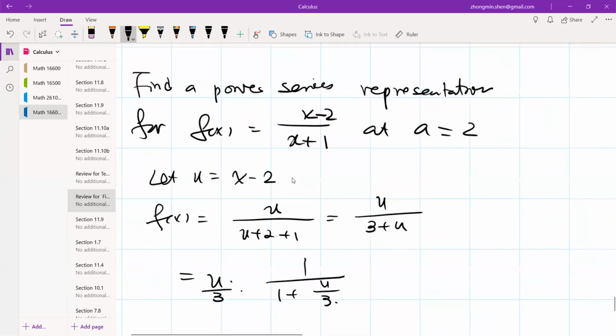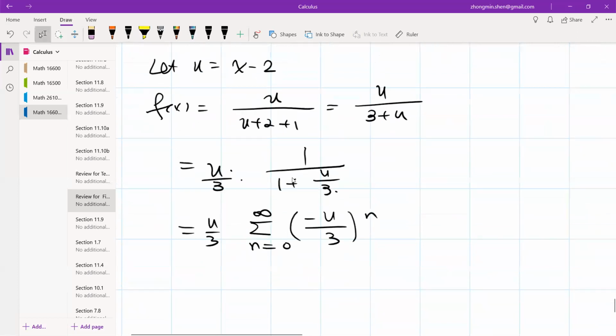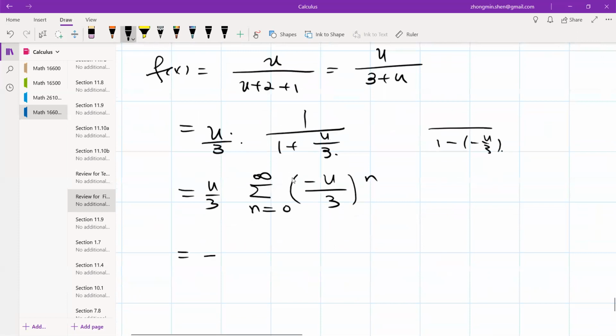Then you expand it. I think it's negative. Why is it negative? Because you have to express it like 1 minus negative u over 3. Then you apply the formula. So now you get negative 1 to the power n, over 3 to the n, and u to the n. You multiply this out.